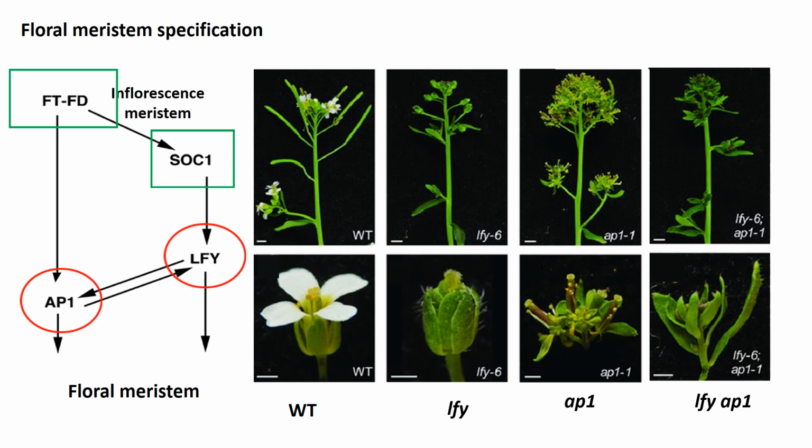LEAFY and AP1 are also involved in the specification of floral organs. LEAFY mutants show flowers consisting of sepals and a central carpel, while AP1 mutants show flowers that lack sepals and petals, which are replaced by carpels and stamens respectively. We shall see their role in specifying floral organ identity in the later part of the module.